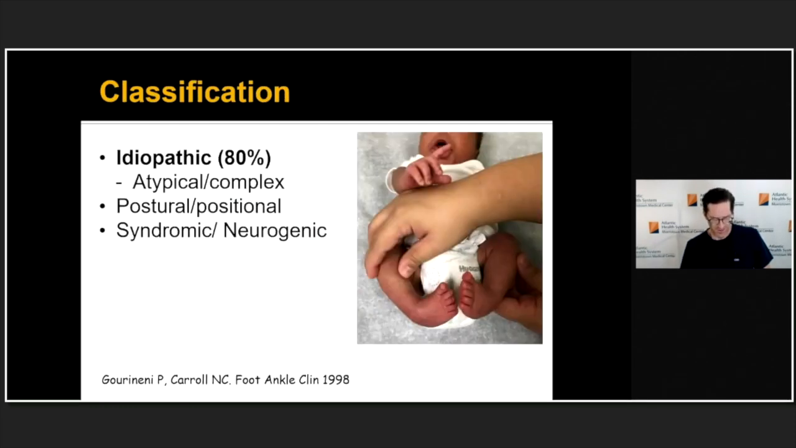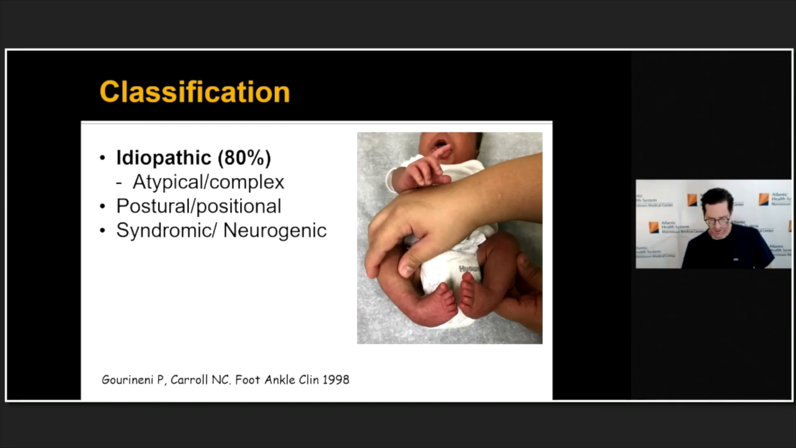There are a number of different classifications for club feet, but probably the most common one I can simplify into basically idiopathic club feet, which are club feet that are otherwise found in healthy, normal babies or children, and those make up the vast majority of club feet that we see.